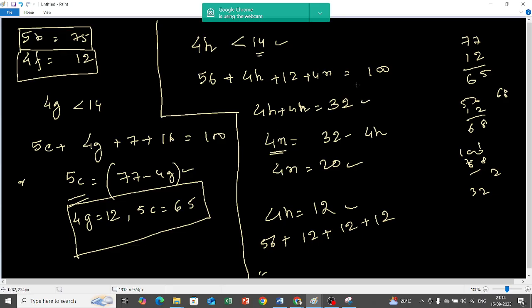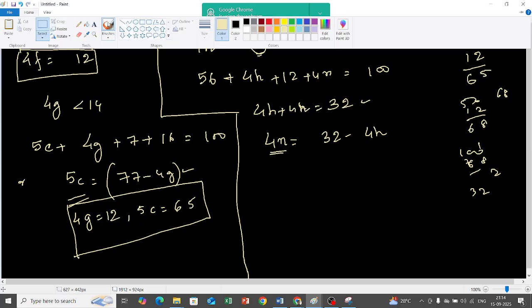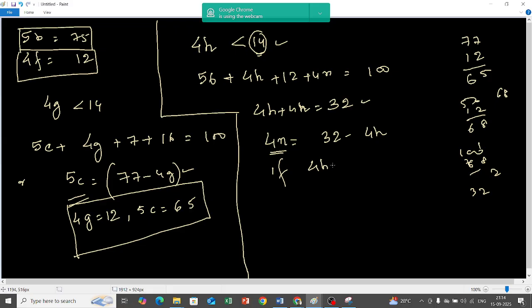Now it is given 4h is less than 14, right? So if I take 4h as 12, then what am I getting? I am getting 4n as 20. Let me write it in sequence. If 4h equals 12, because 12 is also less than 14, then 4n is 20, right? Now we have to see whether it actually satisfies these values or not, because the summation of these values should be 100. That we have to maintain. It cannot go beyond 100.